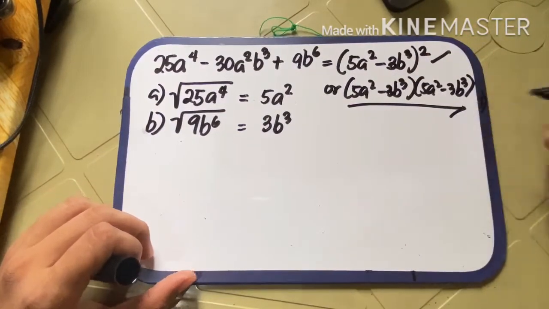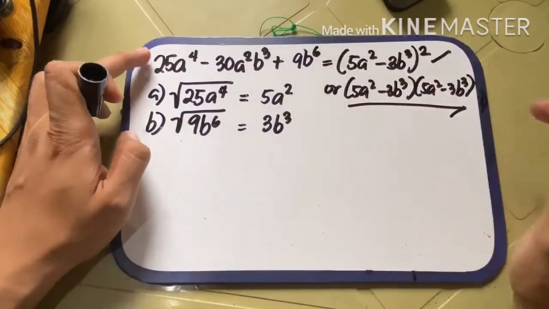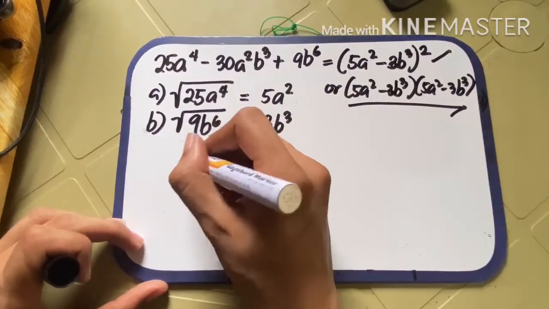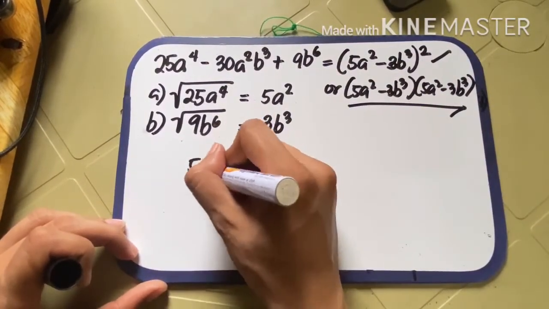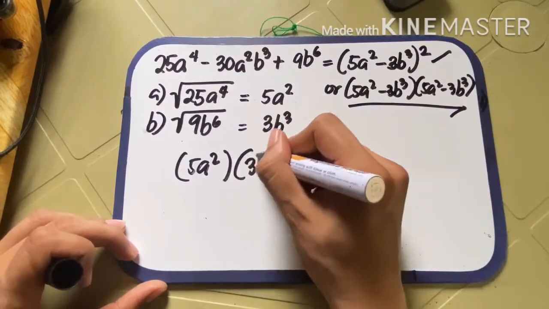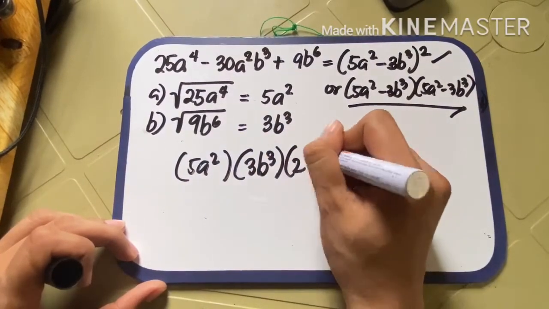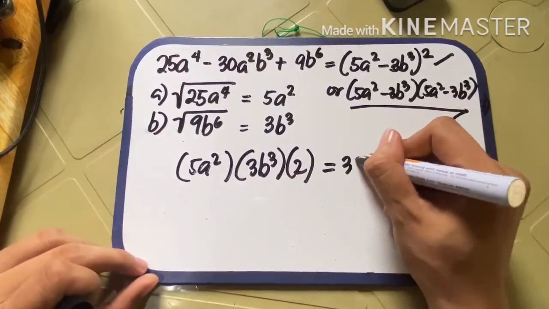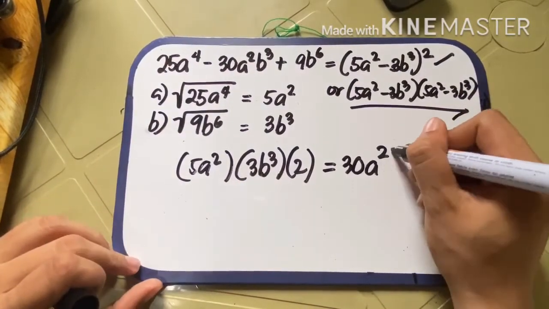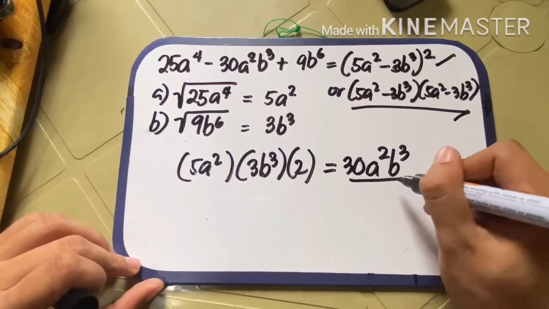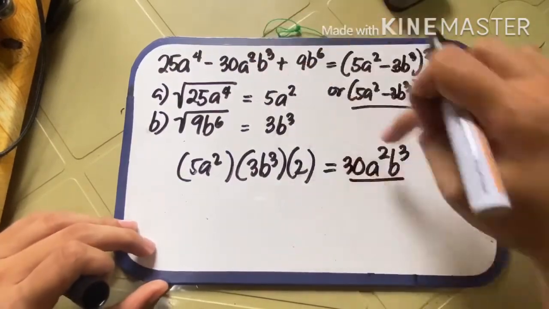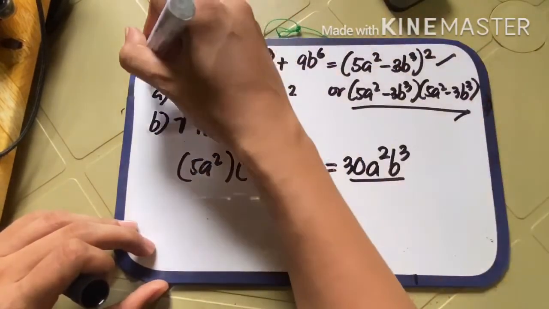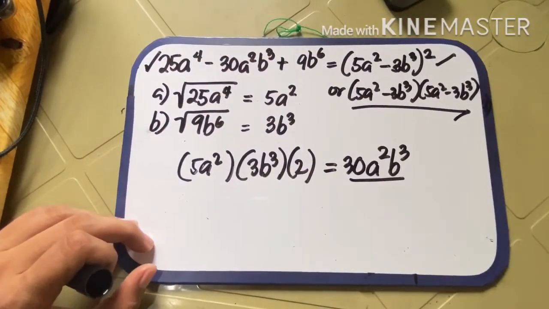Now let's check if this is a perfect square. This is 5a squared times 3b cubed times 2. So 5 times 3, 15, times 2, 30. Then copy a squared b cubed. Therefore, since these are the same or equal, this is a perfect square trinomial.